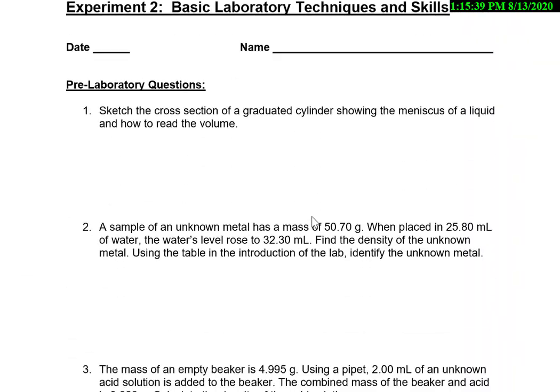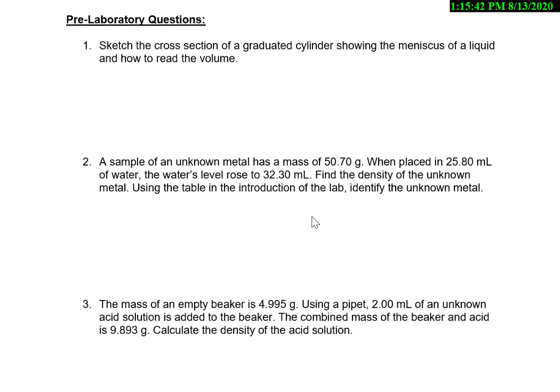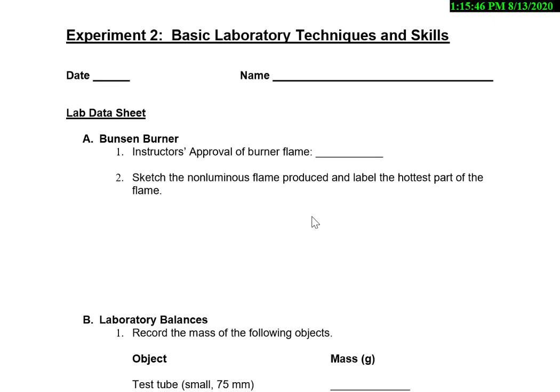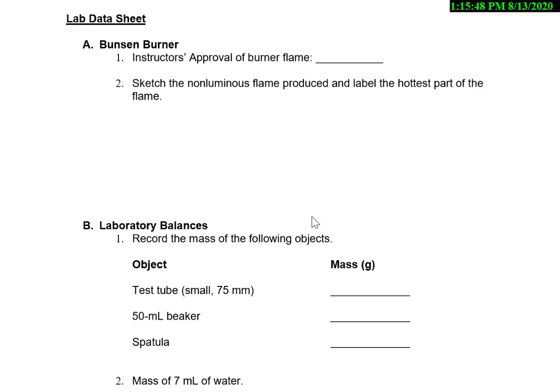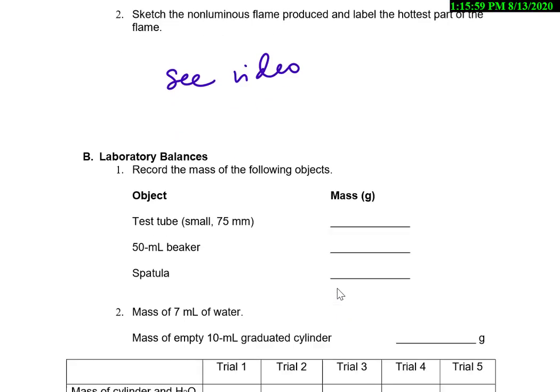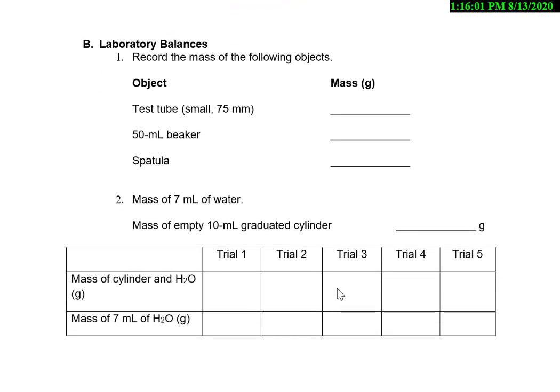So here, if I run through the lab report sheets that you'll be completing, you'll complete pre-lab, and then on the lab data sheet, you'll watch the video here and record and draw the flame that we talk about in the video. Part B, I'll be massing different objects using the scale, so you'll get these values also from the video.